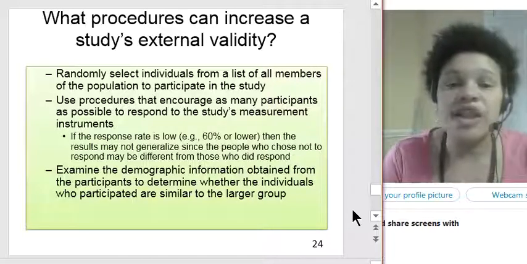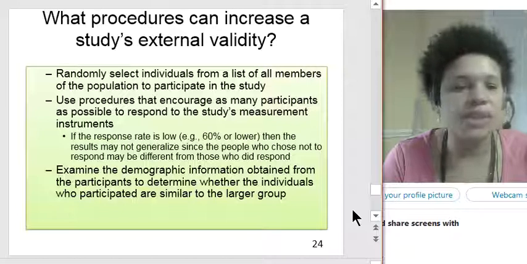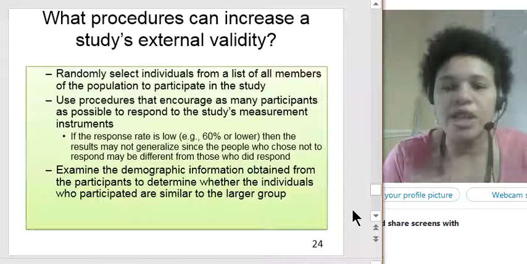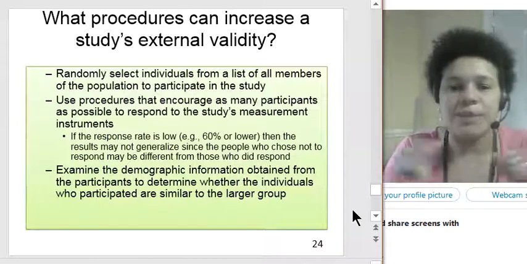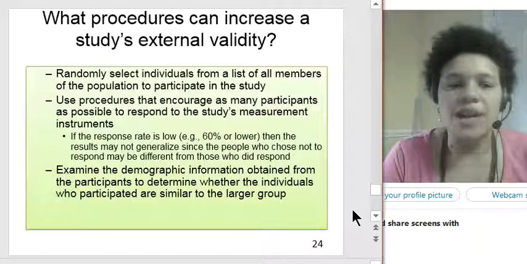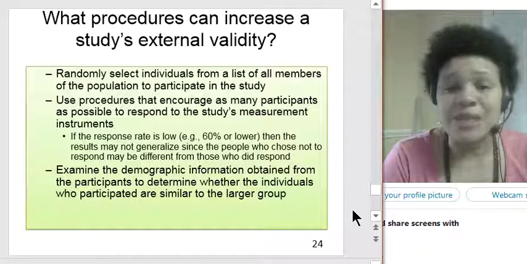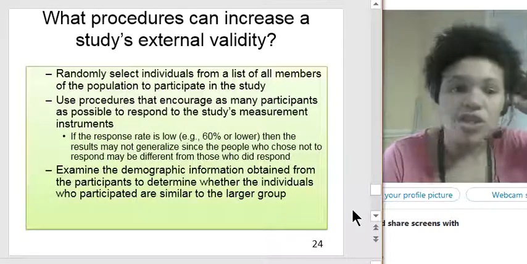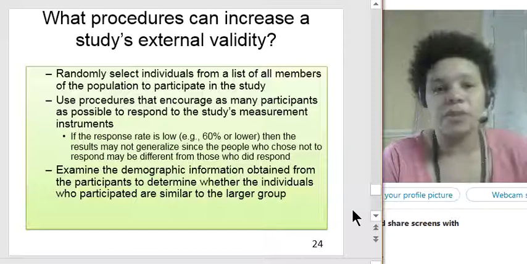You can use procedures that encourage as many participants as possible to respond to the study's measurement instruments. So, for example, if you send out a survey, you want a high response rate. You want as many participants as possible because you're looking to get many different types of people to respond. And if the response rate is low, like 60% or lower, then the results may not generalize, since the people who chose not to respond may be different from the people who did respond.